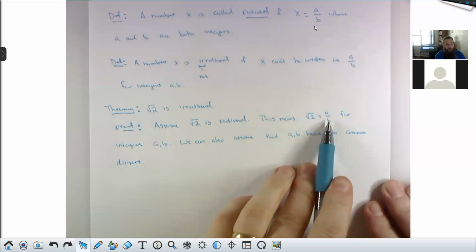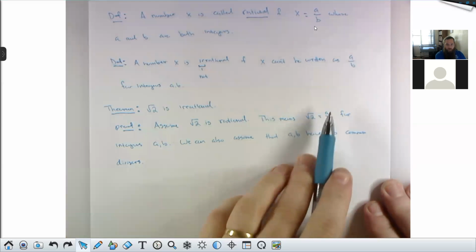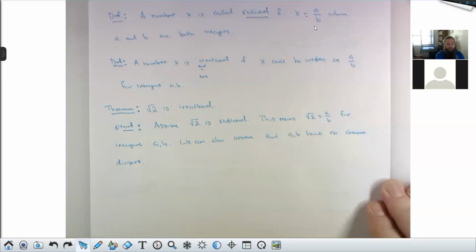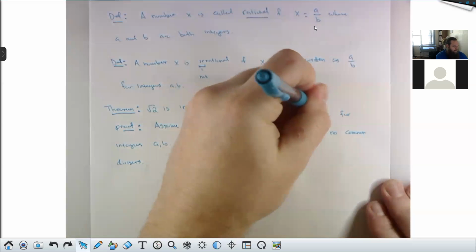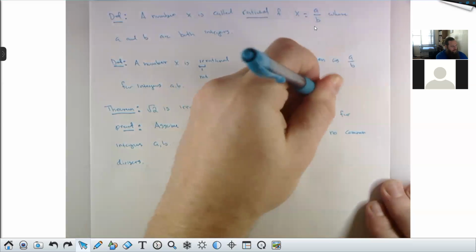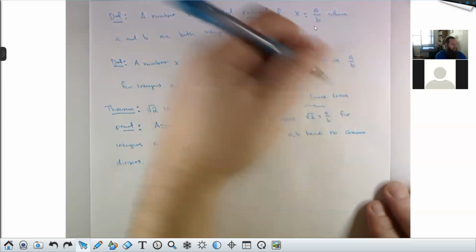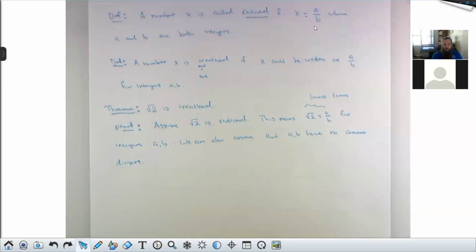Why? Well, because if they did have a common divisor, a common factor, then I could cancel that factor top to bottom. So in other words, I'm assuming that this is in lowest terms, right? That A and B share no common factors. If they do share a common factor, I just cancel them and get a new A and B. The number theoretic term for this is coprime, right? We say that A and B are coprime or share no prime divisors. It's a safe assumption. Every rational number can be written in lowest terms.